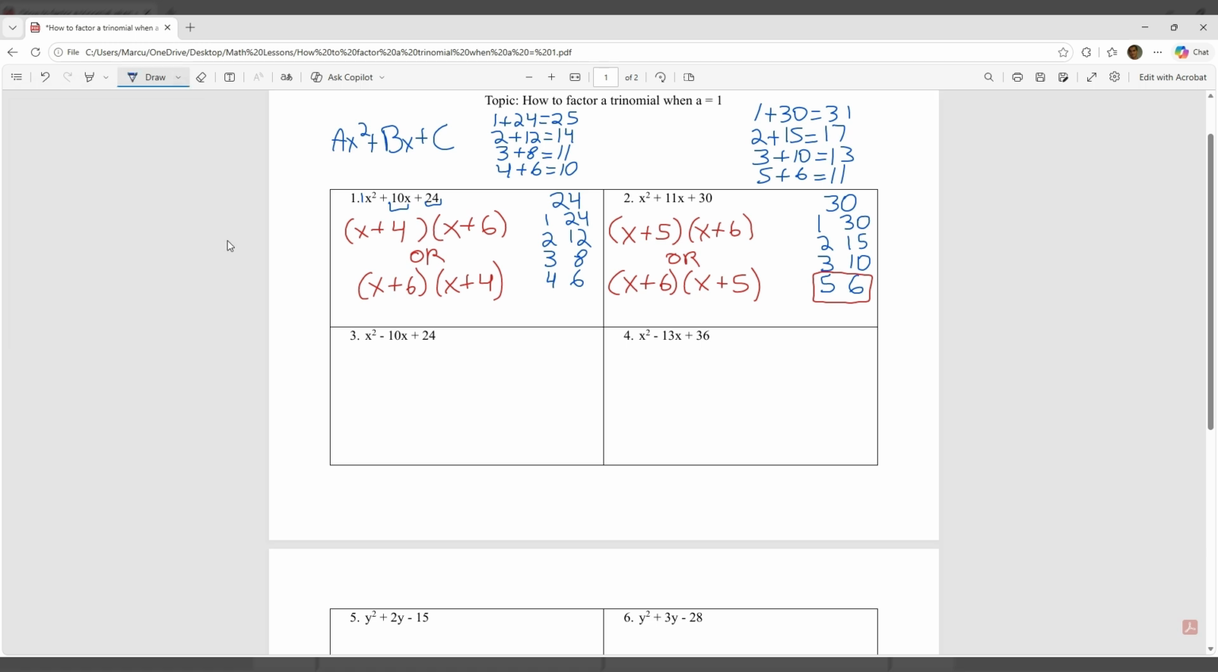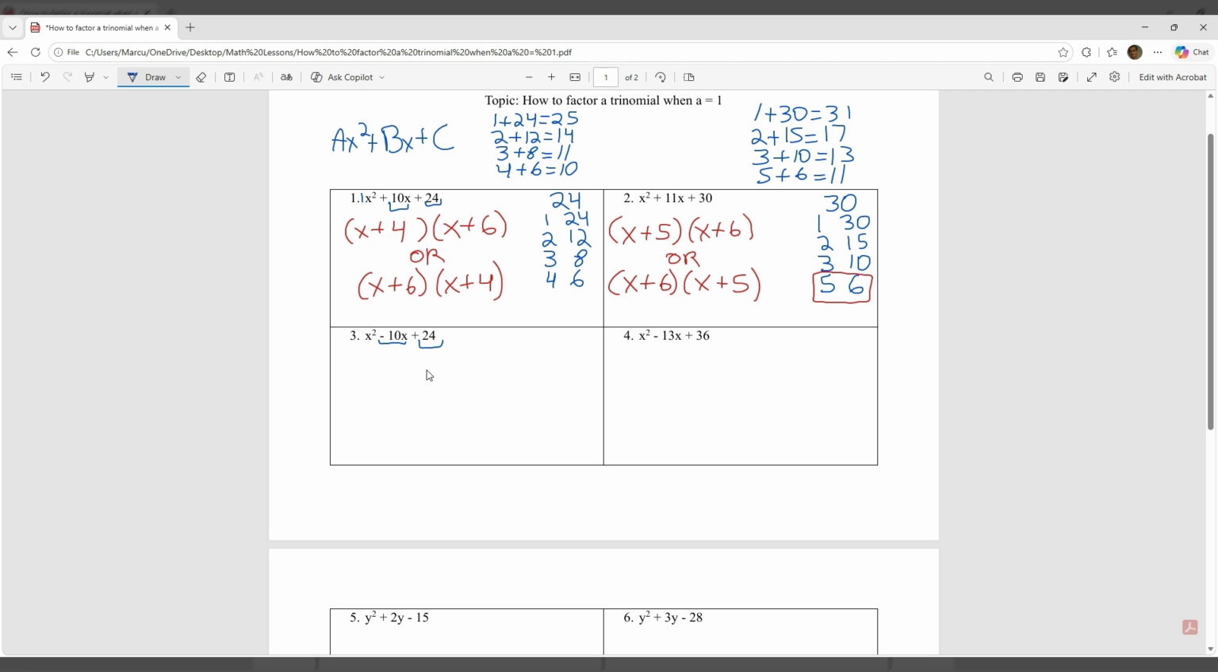Question 3 is somewhat similar to question 1. However, there's one thing they have that's not the same, and that's going to be your b term. Your b term here for question 1 is a positive 10, and for question 3, it's a negative 10. So we have to think of two numbers that multiply to give us 24.